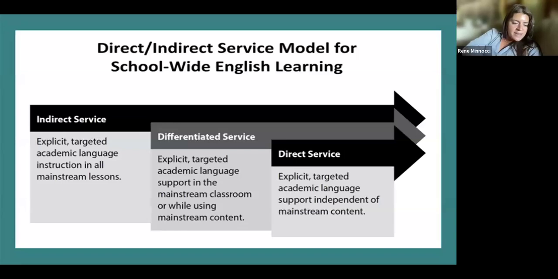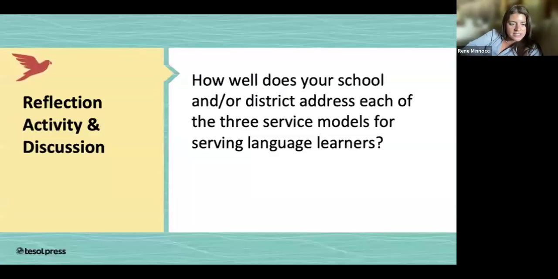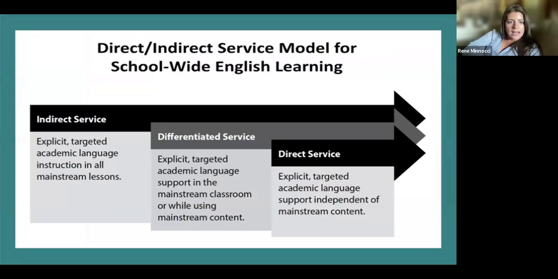Hi, my name is Renee Minocci. I'm an MLL specialist in New York City. I think certainly at the school that I've been working with, our goal is to equip all teachers, no matter if they're bilingual or not, or special ed certified or TESOL certified or not, with the tools in order to give that indirect service, as you said, that explicit academic language throughout all subjects.